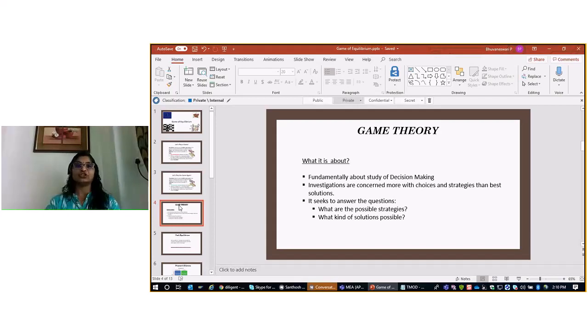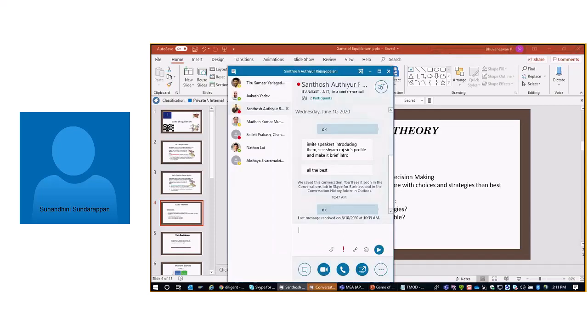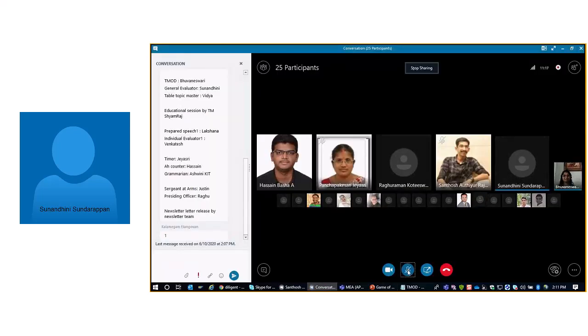So first I would like to call our general evaluator, Sunandini, who is a consistent creative speaker of our club. I would call upon Sunandini to take over the dais to give the guidelines. Over to Sunandini. Thank you, Toastmaster Bhuvaneshwari. I'm expecting more on your theme today. I'm eagerly waiting for it.